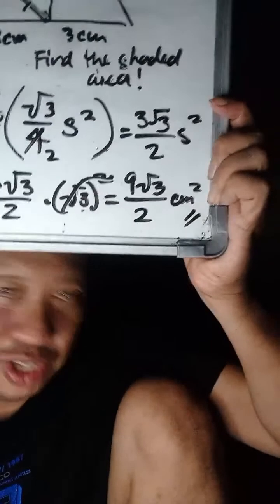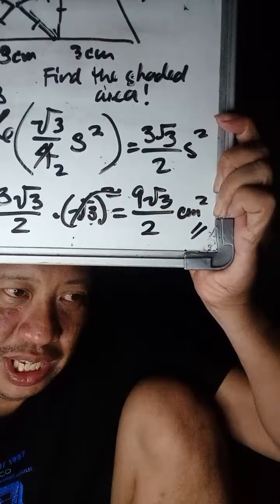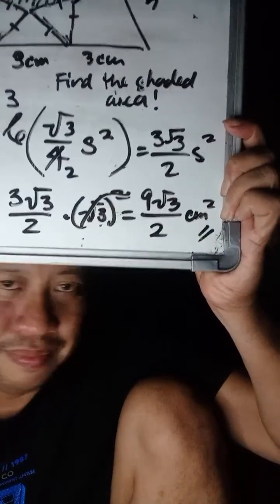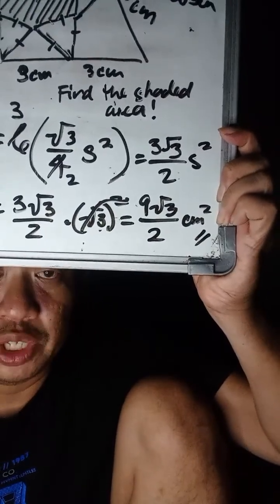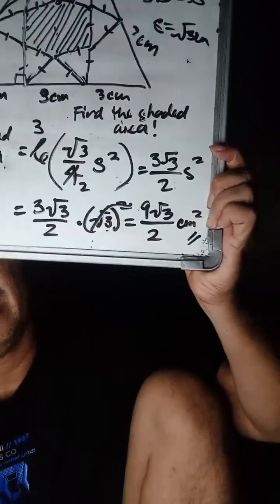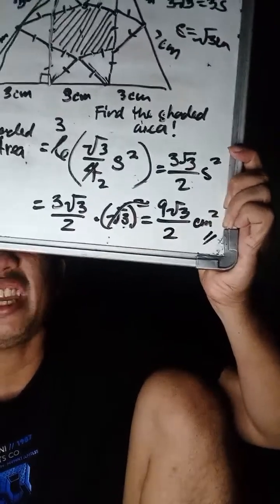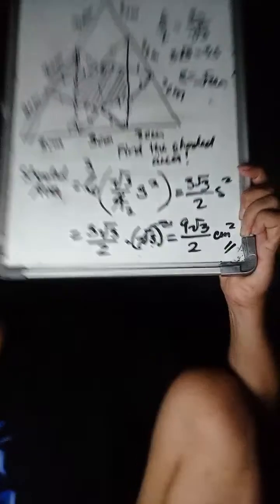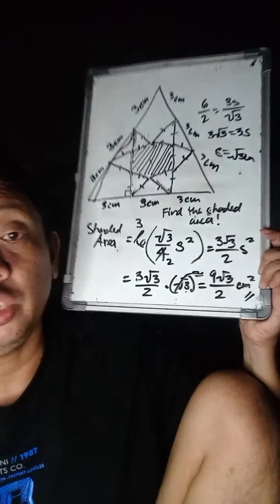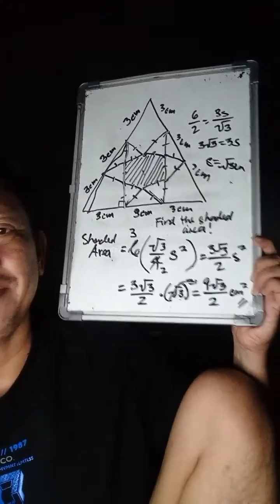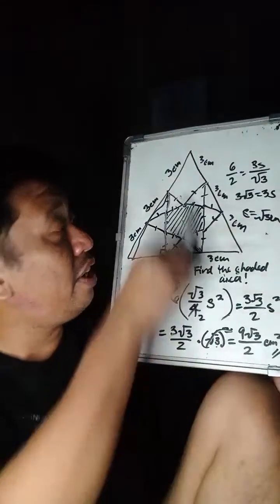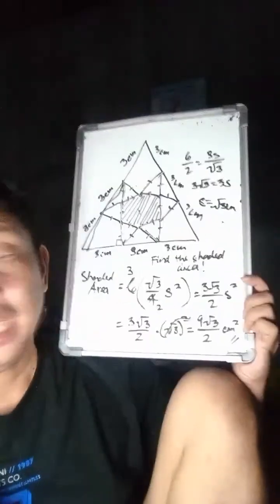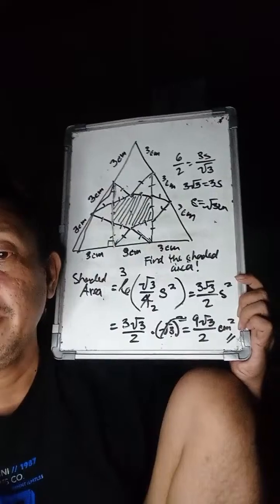And this is our final answer. If you want to compute this, you can use a calculator to compute for this value. So just multiply 9 to the value of square root of 3, which is, I'm not sure, that's 1.732, and then divide it by 2. And that's it. So the area of the shaded region is 9 square root of 3 over 2.